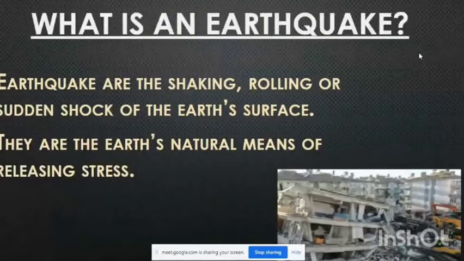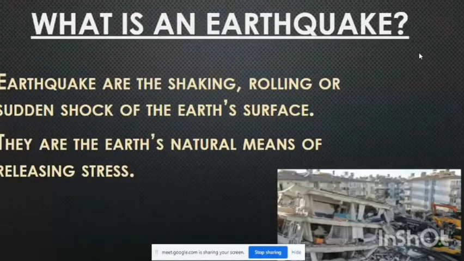What is an earthquake? Earthquakes are the shaking, rolling, or sudden shock of the earth's surface. They are the earth's natural means of releasing stress.